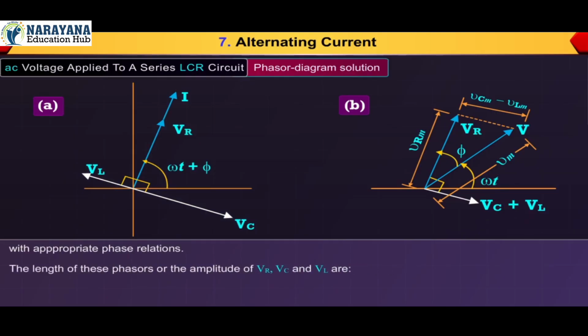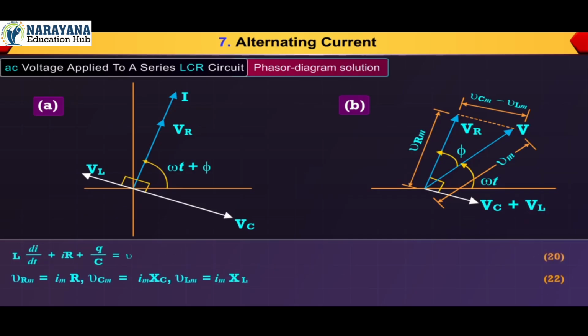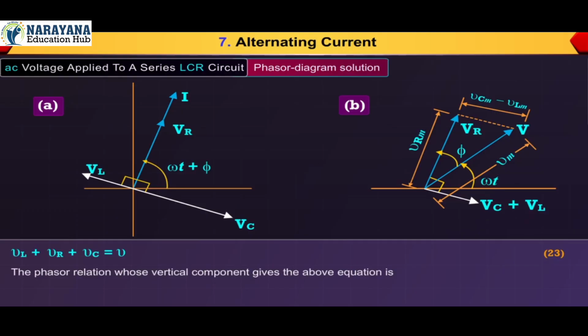The length of these phasors or the amplitude of VR, VC and VL are VRM is equal to IMR, VCM is equal to IMXC, VLM is equal to IMXL. Equation 22. The voltage equation 20 for the circuit can be written as VL plus VR plus VC is equal to V. Equation 23. The phasor relation whose vertical component gives the above equation is VL plus VR plus VC is equal to V. Equation 24. This relation is represented in figure.